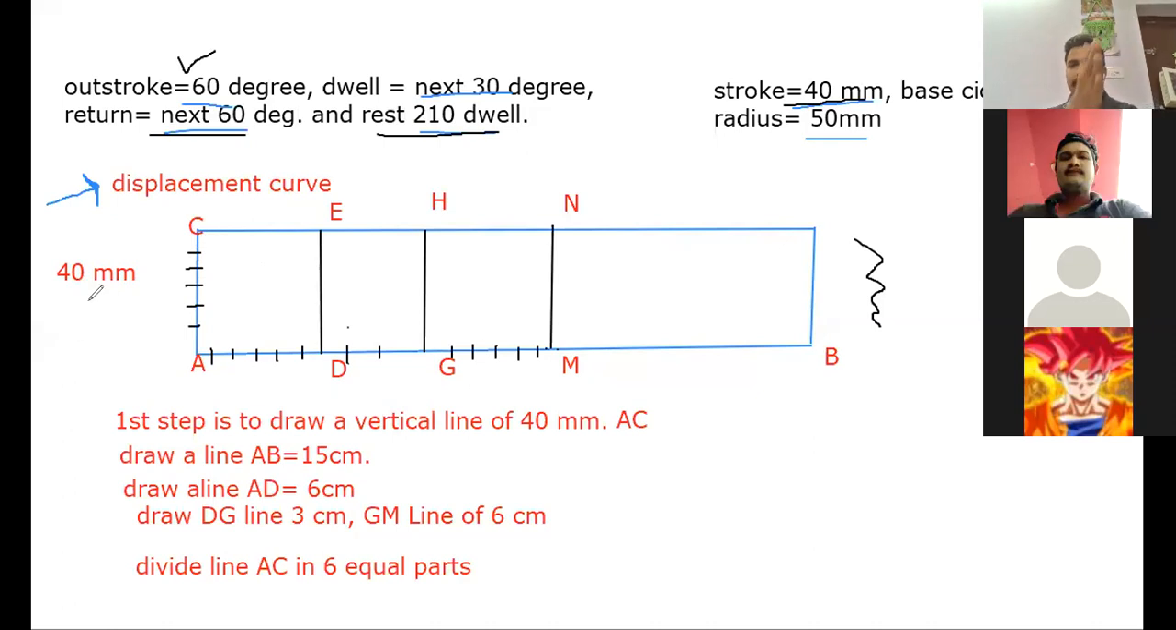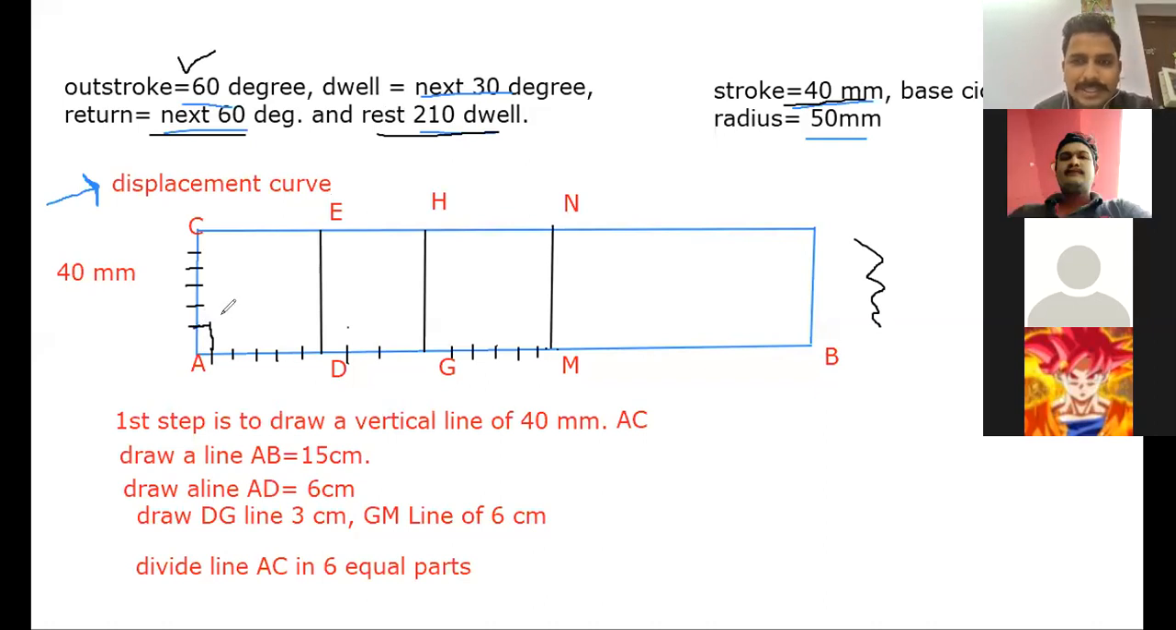So 40 divided by 6, and from the scale we can measure the equal divisions of 6.66 mm. Okay, so from the scale you can measure it. Now once this is done, we have to just join these lines to the end parts. Okay, so how to join? So the first point would be joined with the first line. So this is the first line. This is the first line here, and this is the first line. So we get a point.